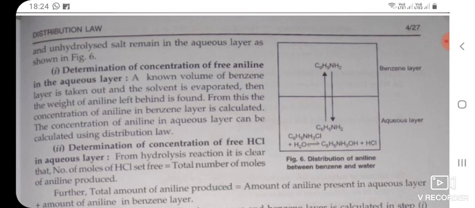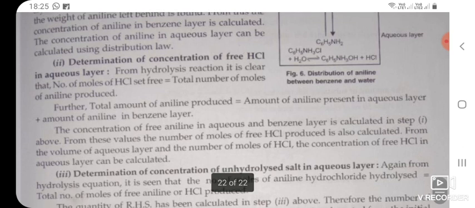Determination of the concentration of free aniline in the aqueous layer. A known volume of the benzene layer is taken out and the solvent is evaporated. Then the weight of aniline left behind is found. From this, the concentration of aniline in the benzene layer is calculated. The concentration of aniline in the aqueous layer can be calculated using the distribution law.